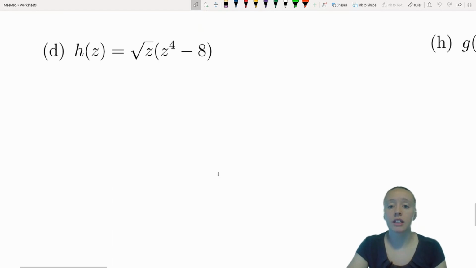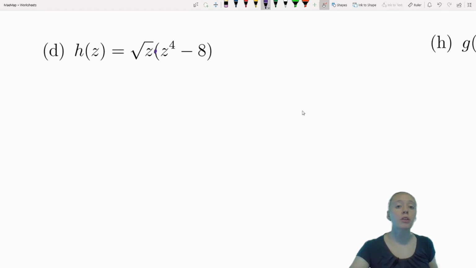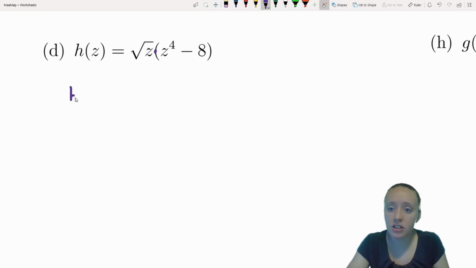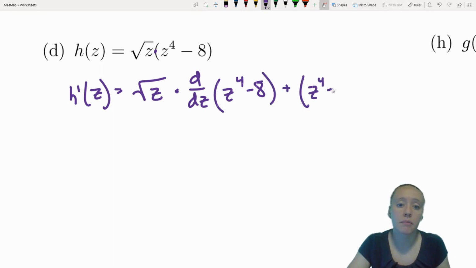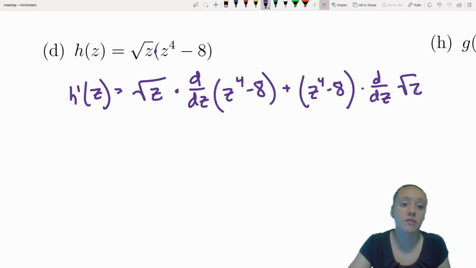In part D, we're going to have to do what? The product rule. So we can either do bookkeeping or we can just talk about it. Since I did some bookkeeping above showing you how it worked, let's just talk through the product rule. So when I find h prime of z, I'm going to do first, which is the square root of z, times the derivative of my second, the derivative with respect to z of z to the 4th minus 8, plus second, which is z to the 4th minus 8, times the derivative of my first, the derivative with respect to z of the square root of z.